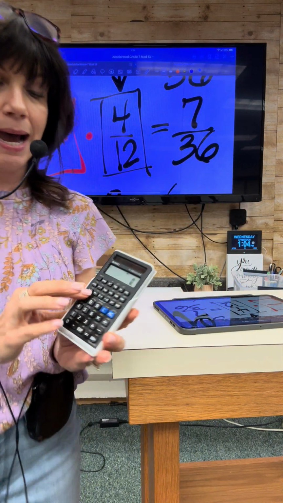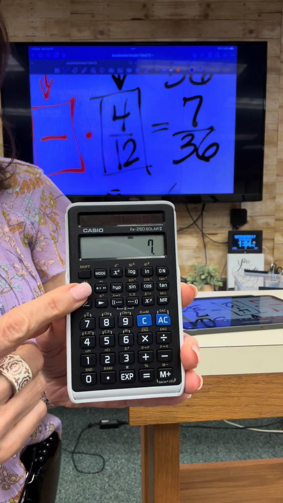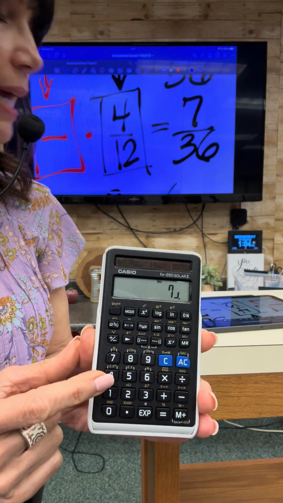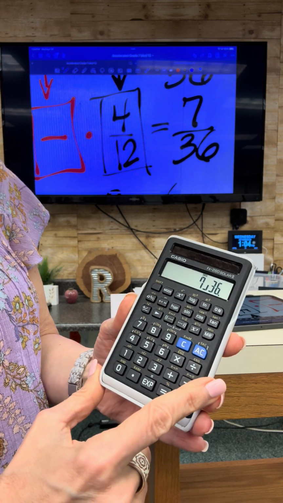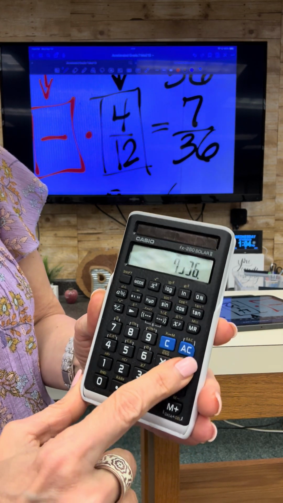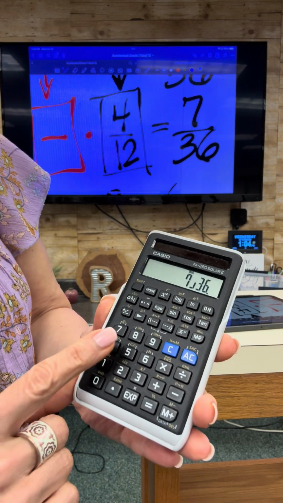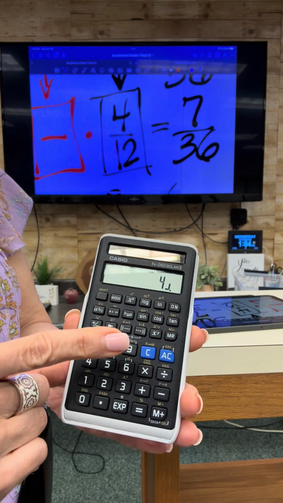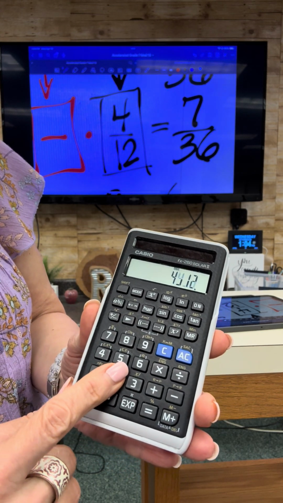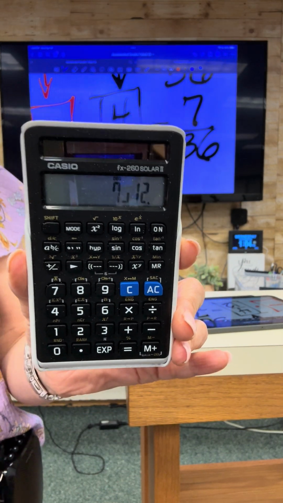So you're going to tap 7, the fraction key, we call it the ABC key. And then what are you tapping next, class? 36. And then we are tapping what key? Divide by. And then we are tapping what for the 4/12? 4. What key next? ABC. What keys next? 1, 2 to make 12. Then tap equals. What does your calculator say?